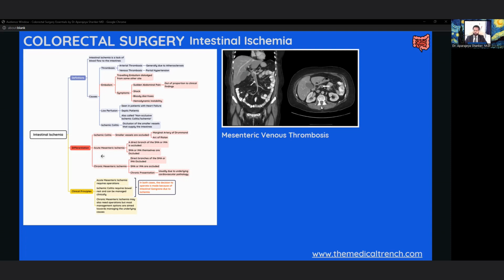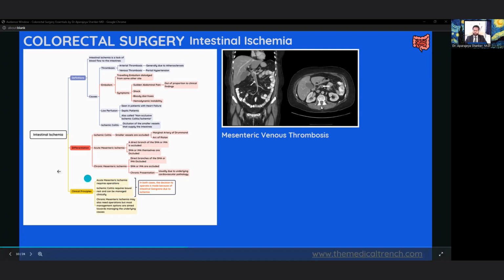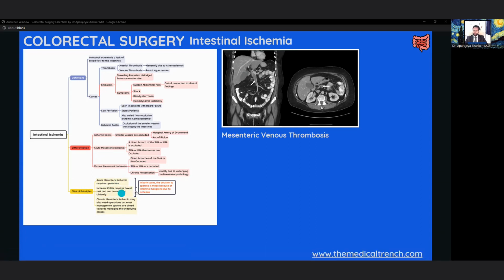Okay. Now, the clinical principle, the first thing that I would like all of you to understand here is that acute mesenteric ischemia and ischemic colitis require bowel rest. And the issue is that you have to understand whether this patient's intestines or colon are either ischemic or infarcting. If it's infarcting, then you need to resect, right?